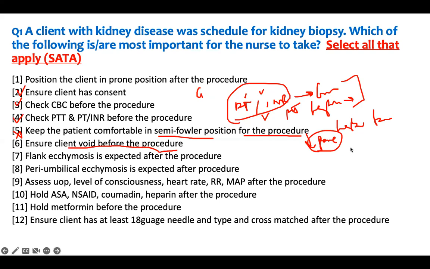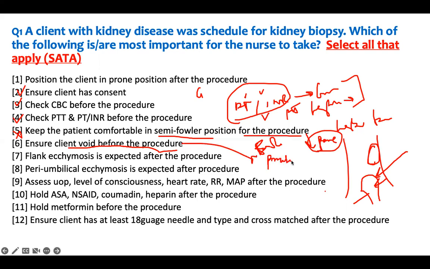Ensure client void before the procedure. This is a trap. The kidney is located at your back. Your bladder is way here. The reason you void is to prevent injury to the bladder, usually when the patient is in the Fowler position, sitting upright, and when you go in, you may injure the bladder. You do this with paracentesis. This is not the same as paracentesis. Ensuring a client void before the procedure is for paracentesis, not a kidney biopsy.